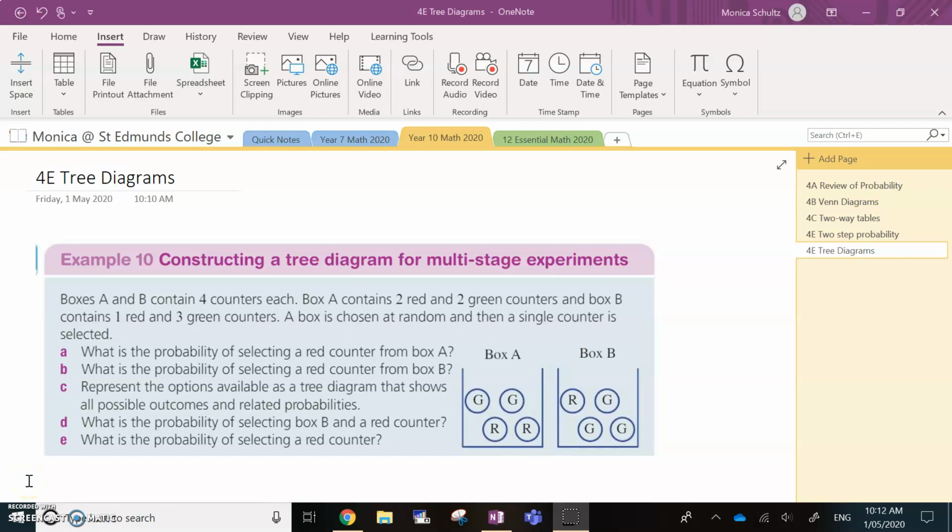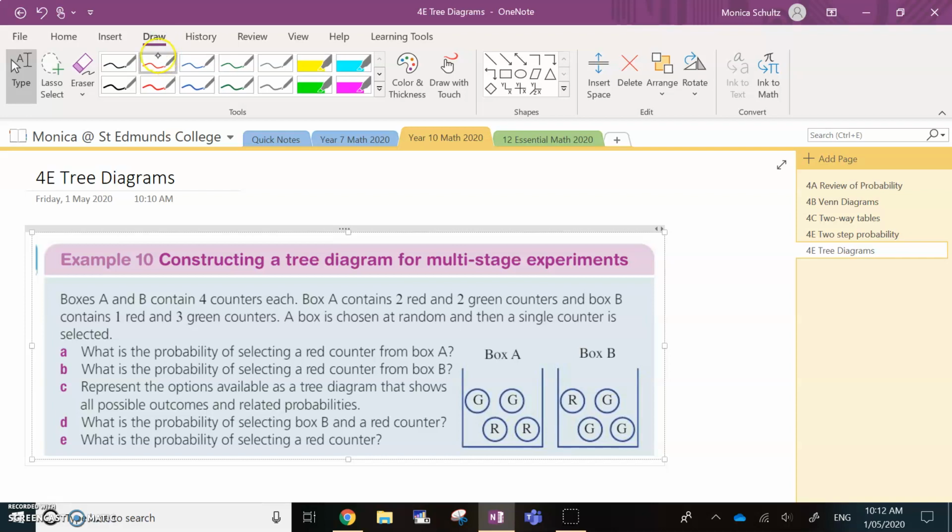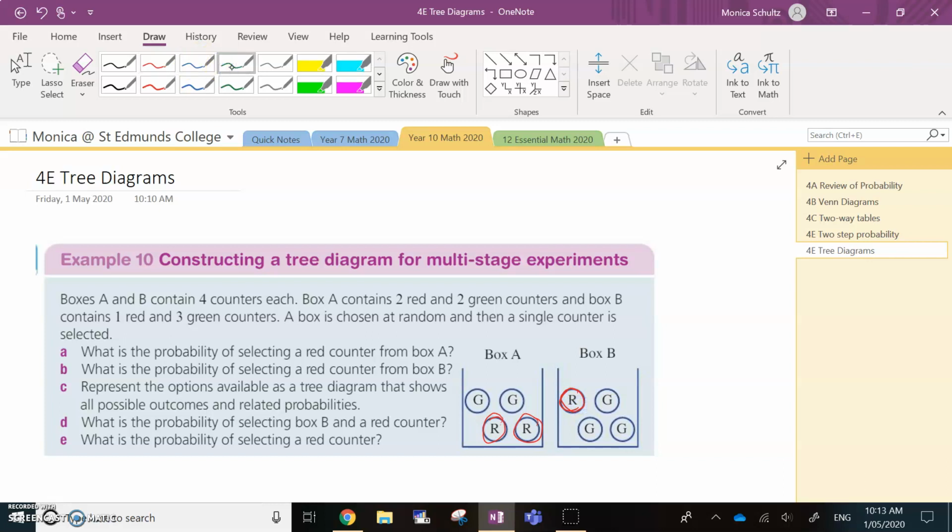So this is using tree diagrams to create probability. Today's example, we have some boxes, A and B. They contain 4 counters each. There are 2 red counters in box A, and box B only has 1 red counter. Then we also have some green counters in there. Box A has 2 green counters, and box B has 3 green counters.